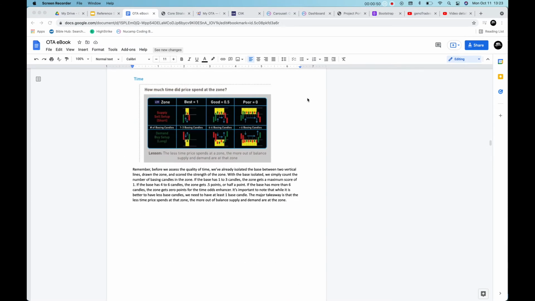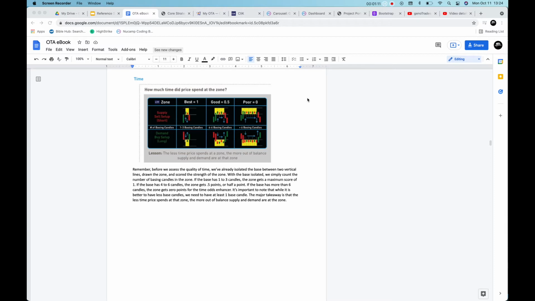Now remember, before we assess the quality of time at the zone, we've already isolated the base between two vertical lines, we've drawn the zone, and we've scored the strength of the zone. With the base isolated, all we do is simply count the number of basing candles in the zone.